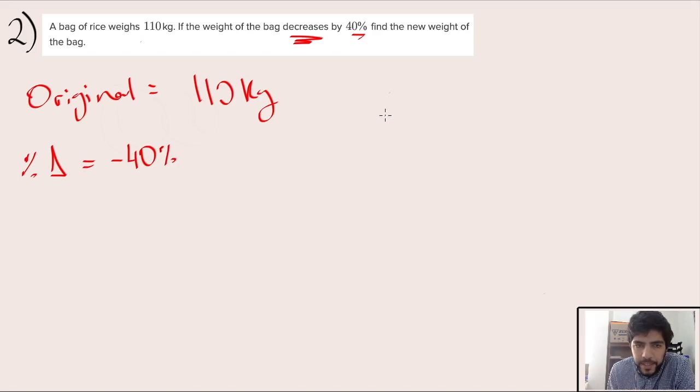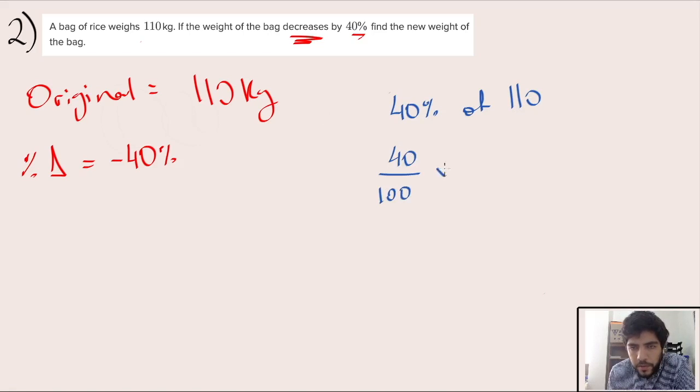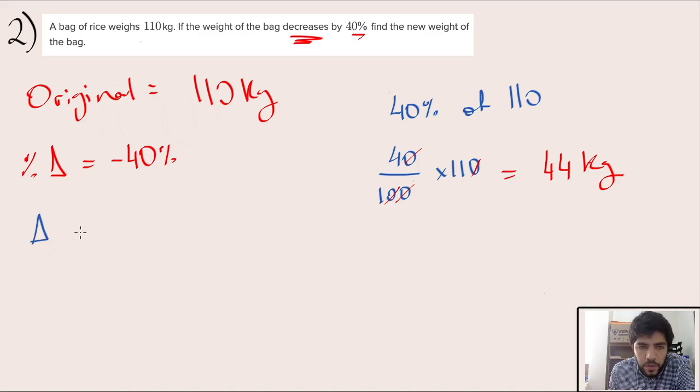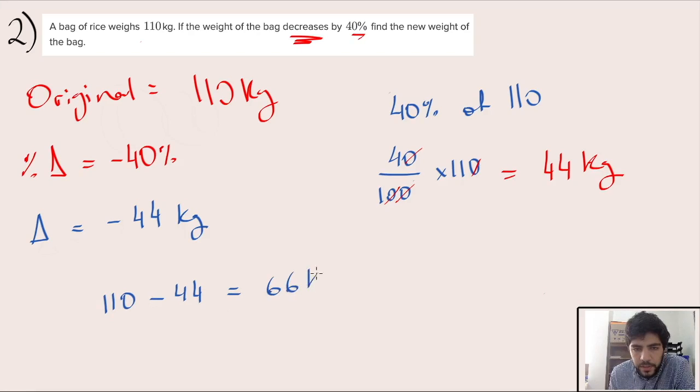I start off by finding the change. So 40% of 110, and I'll do that quickly. And I got 44 kilograms. So my delta will now be equal to negative 44, and it's negative because we're going down. So negative 44 kilograms, that's the amount that's changing. And so 110 minus 44 equals 66 kilograms.